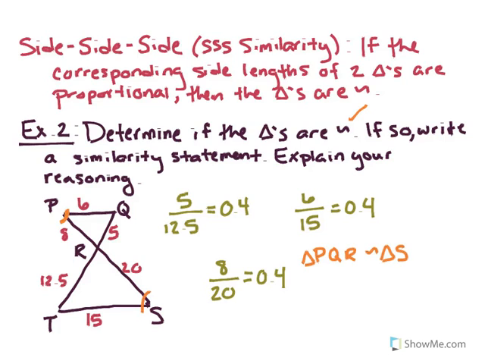Angle Q is drawn between the smallest and medium, so down here, my small to medium is right here, so that's going to be angle T, and then the remaining letter of R. So this is our similarity statement. We can check that off our list.